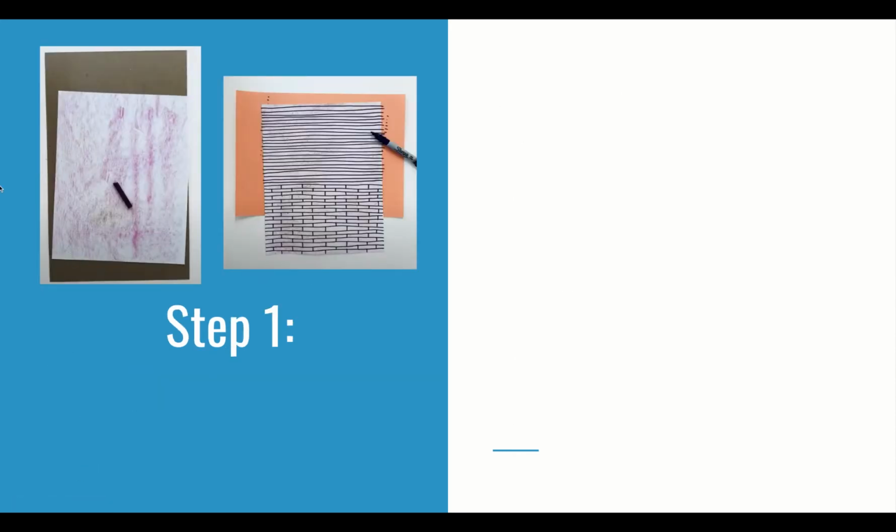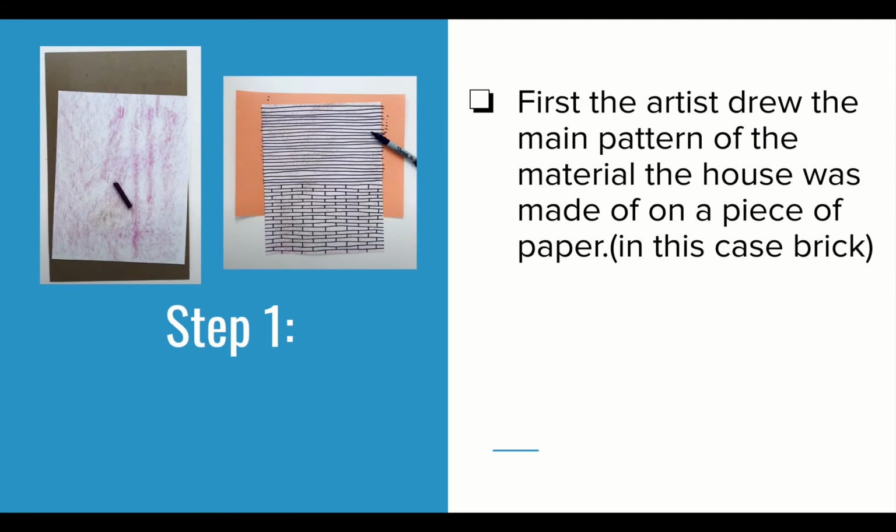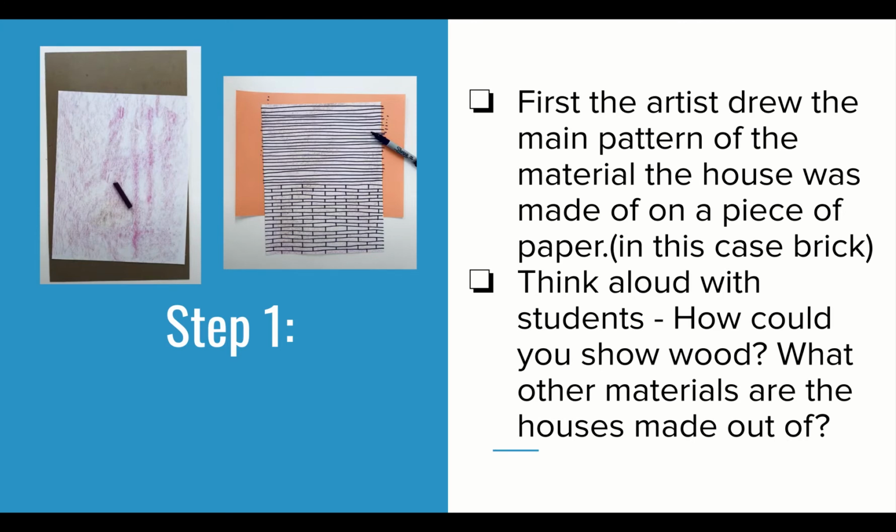Okay, step one. First, the artist drew the main pattern of the material the house was made of on a piece of paper. In this case, it was brick. So think aloud with your students. How could you show wood? How could you use other materials?